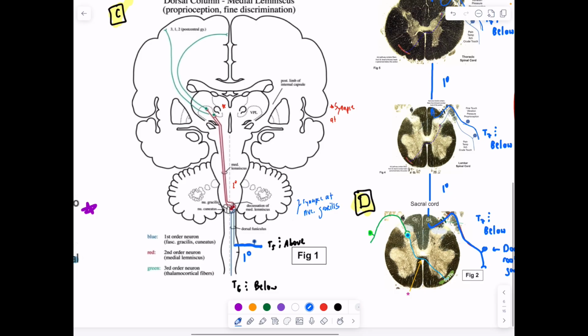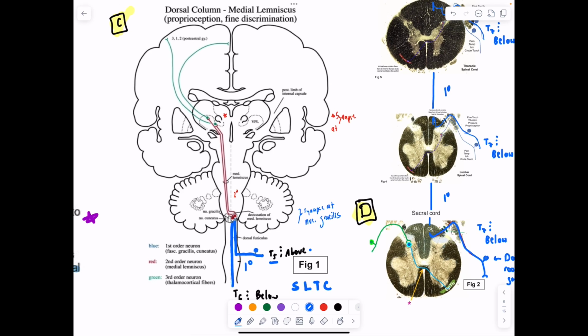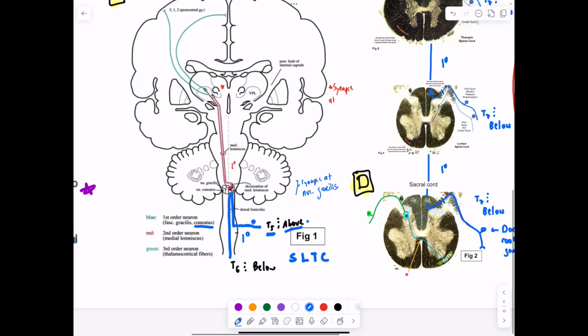So we have our first order axons coming in, and its body is in the dorsal root ganglion. For T5 and above, this guy's coming in. He will be more lateral, and so this is organized. The most medial one is sacral, then lumbar, then thoracic, then cervical, right? And so T5 and above is going to be part of the cuneatus. T6 and below is going to be part of the gracilis.